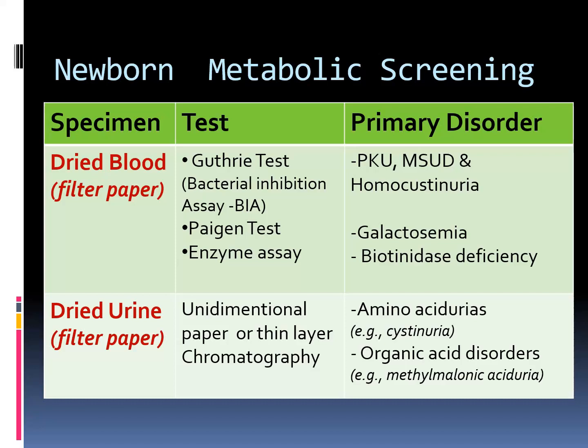We use different methods for collection of data for newborn metabolic screening. One of them is using dried blood, where we use a filter paper to collect dried blood. We have the old ones which are called the Guthrie test and Pagan test, but now we take this blood sample and look for enzyme assay, and this is good for phenylketonuria, galactosemia, and other metabolic diseases, errors of metabolism. And then we have dried urine, and this could be good for aminoacidurias and organic acid disorders.